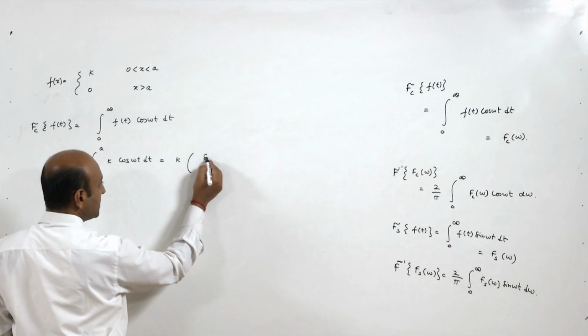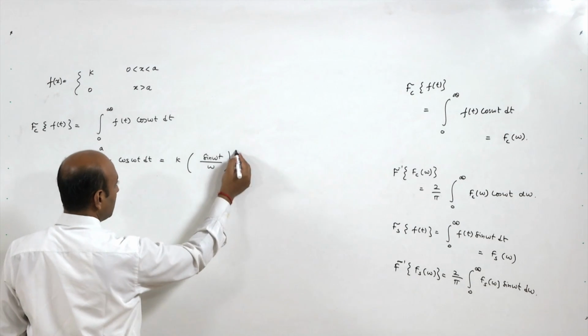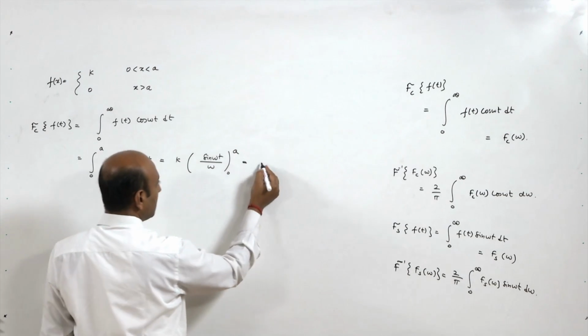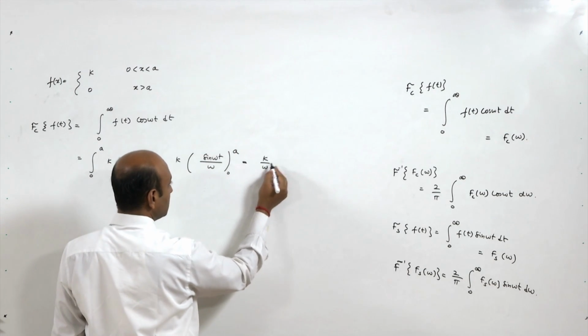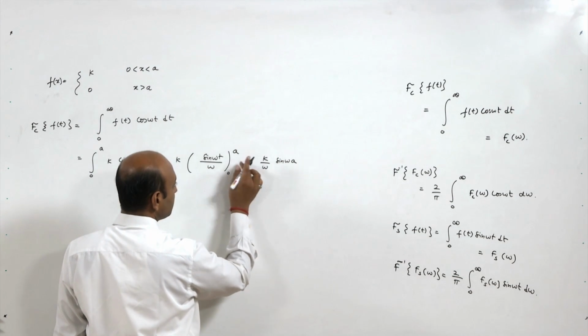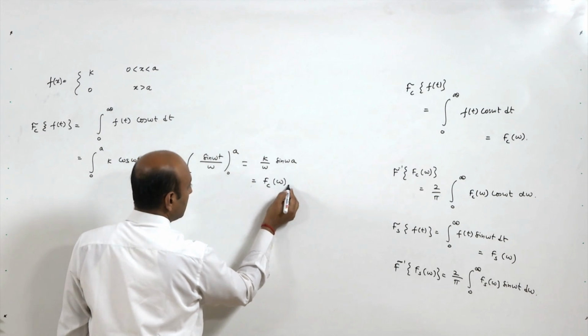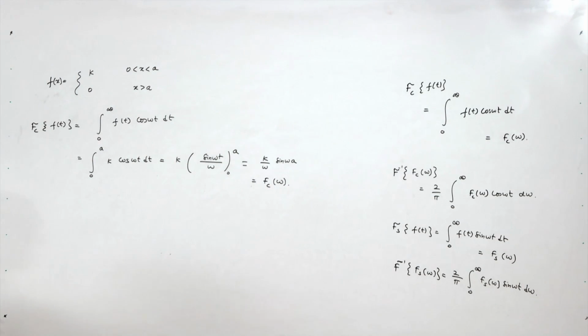Now, when you integrate this, it is sin ωt upon ω from 0 to a, which is nothing but k/ω sin ωa. So, this is basically the Fourier cosine transform of this function f(t).